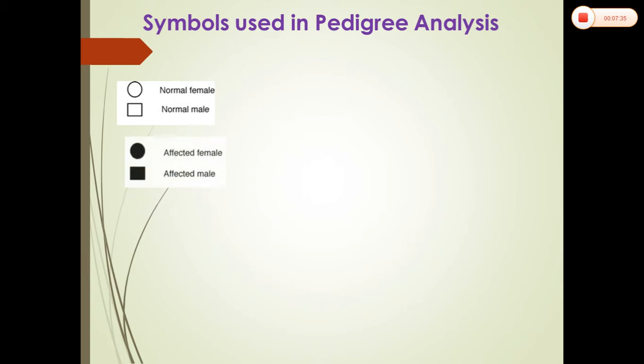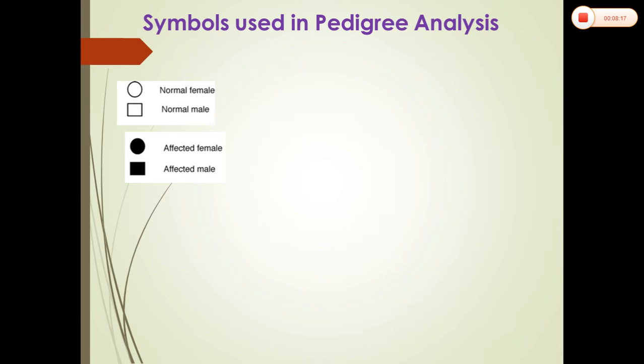Now if a male or female is affected, then the circle and square are filled. If the circle is filled, it shows that the woman is affected. The woman shows the trait, whether it is autosomal, sex linked, dominant or recessive; that we will learn afterwards when we see the whole pedigree. If the circle is darkened, it means that female is affected. If the square is darkened or filled black, it is known as an affected male, or the male in the particular chart is affected.